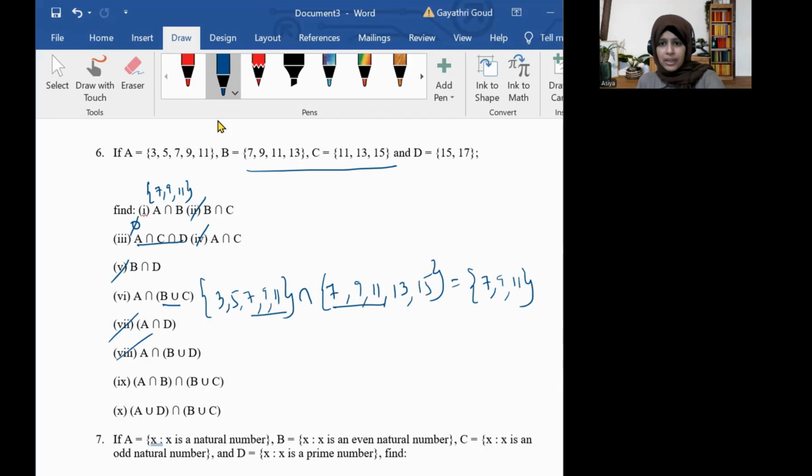A intersection B. Let us write what is A intersection B. What are the elements common in A and B? 7, 9 and 11. 7, 9 and 11 are common in A intersection B.